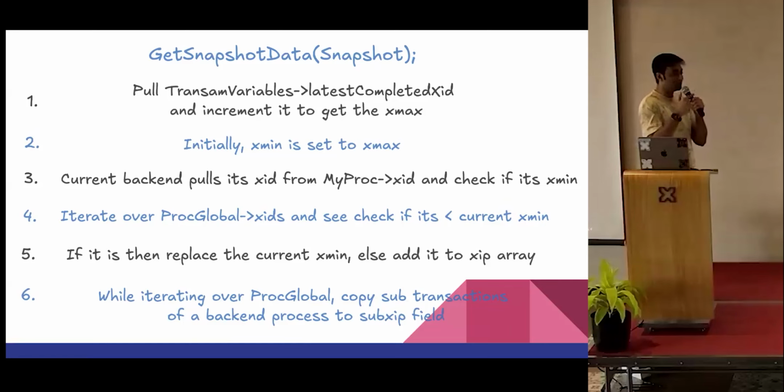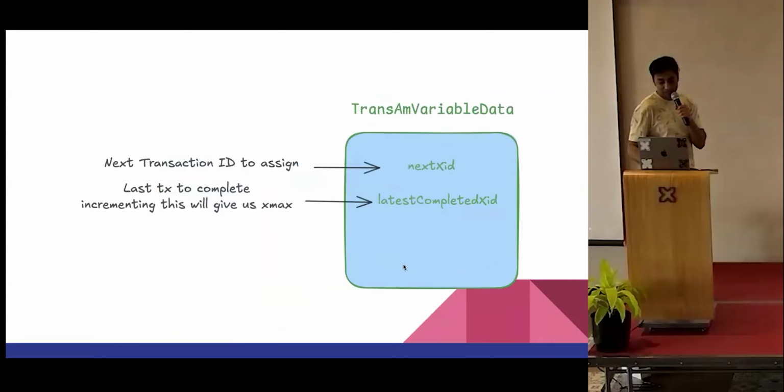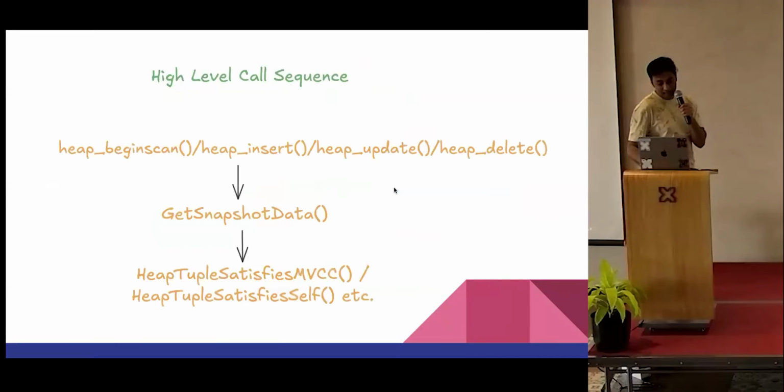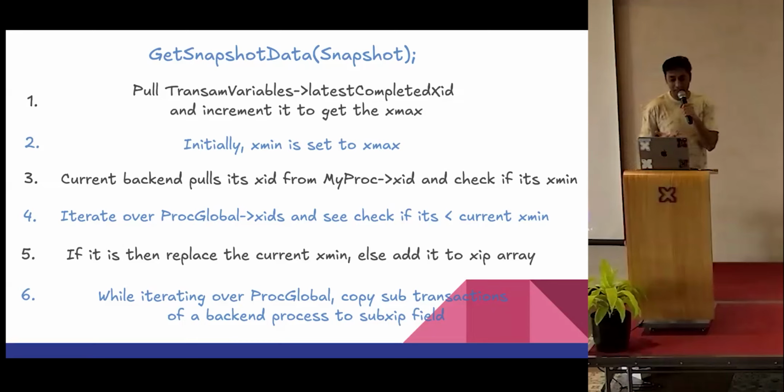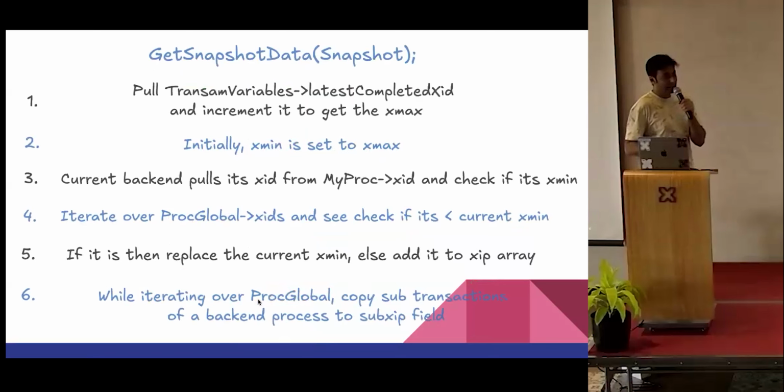At a high level, this is how you take a snapshot of the data. First of all, you look at that TransamVariable struct. Take the last known completed transaction ID and increment it by 1. You'll get the Xmax, plain and simple. Then assume that my Xmin is my Xmax. Next step, go to my PGPROC struct, that is the backend's PGPROC struct, and take my transaction ID and check whether I am the minimum transaction by any chance. If it is, then Xmin becomes the XID, and we proceed further. If not, it directly goes to this particular field, the XIP, which is basically the in-progress transactions. Then we iterate over each and every running transaction ID on the system, and we check whether any one of them is the minimum transaction. If it is, great.